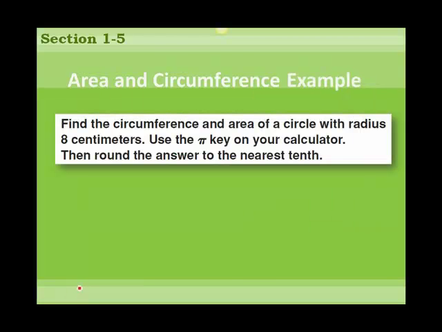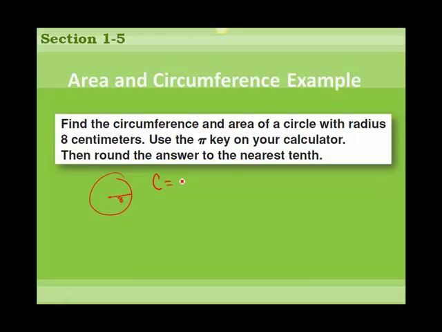And again, this is nothing new to you guys. You've seen this before. So it says find the circumference and area of a circle with a radius of 8 centimeters. I always still just like to draw my pictures. It's a radius of 8 centimeters just to clarify and be sure I'm not using the diameter versus the radius in the incorrect way. So I have a circle with the radius of 8 centimeters.